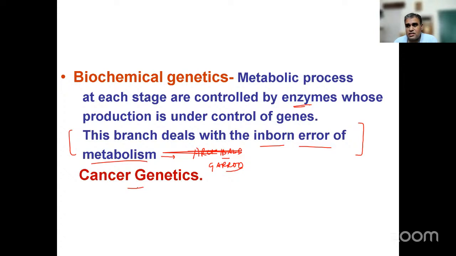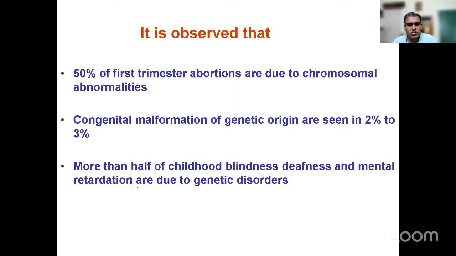There is also cancer genetics. We all know in the medical line how important oncology is right now, both onco-surgery and medical oncology, so we can imagine how important cancer genetics is. Let us see some points. It is observed that 50% of first trimester abortions are due to chromosomal abnormalities, a statement from Robson Gynae. Congenital malformations of genetic origin are seen in 2 to 3%. You can imagine the prevalence and role of genetics. More than half of childhood blindness, deafness, and mental retardation are due to genetic disorders.